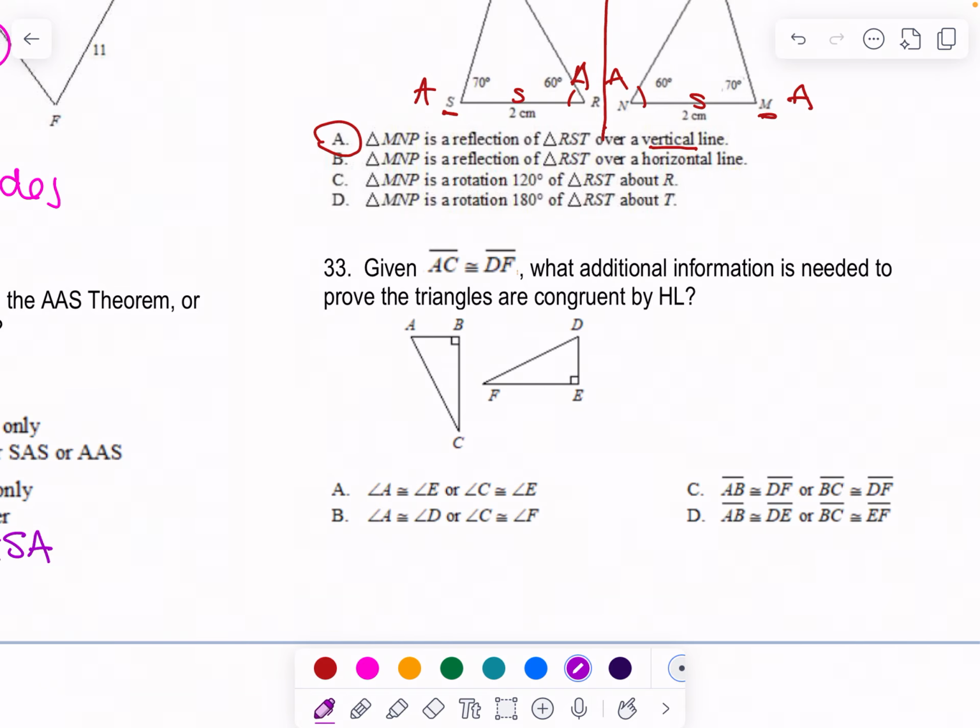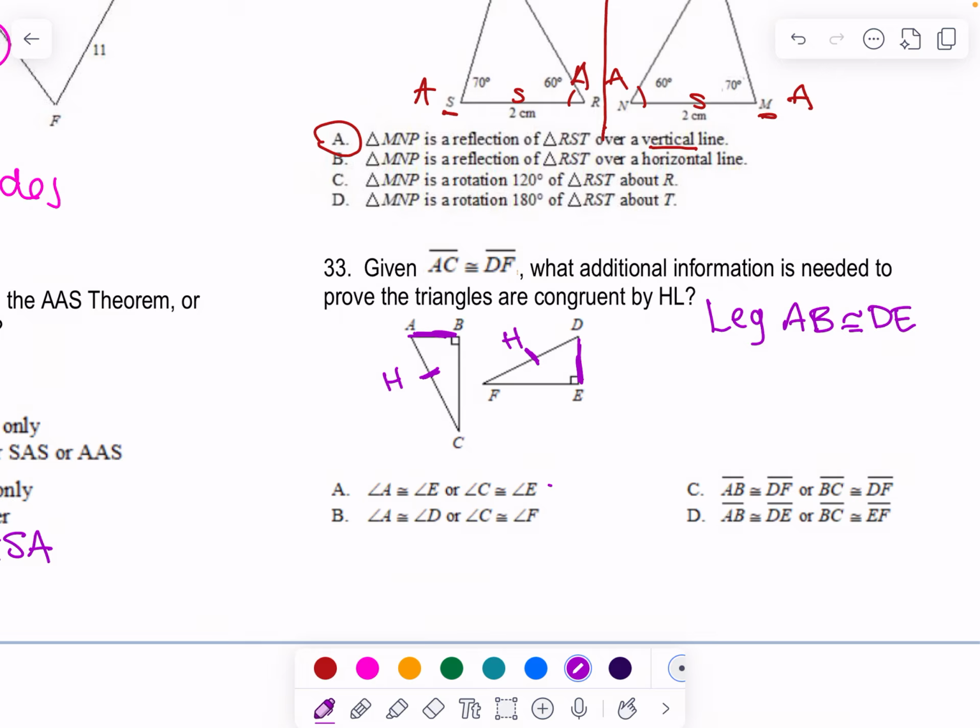Okay. Angle GC. Oh, wait. Given, it says AC. So I'm going to mark that. AC is the same thing as DF. What other information is needed to prove that the triangles are congruent by hypotenuse leg? So this that they gave us is the hypotenuse because it's the opposite of the right angle. So we would want to find a leg. So our leg options are this leg would have to go with that leg. So that would be AB would have to be the same thing as DE, or they can go the other way around.